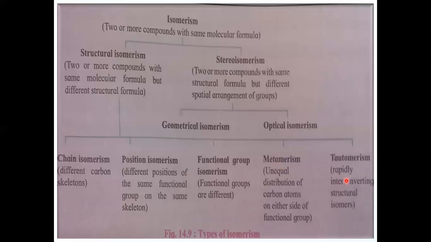tautomerism. In tautomerism, there are rapidly interconverting structural isomers. An unstable structure, by proton shift, converts into a stable structure, a stable conformation. So these two molecules are called tautomers of each other, and this phenomenon is called tautomerism.